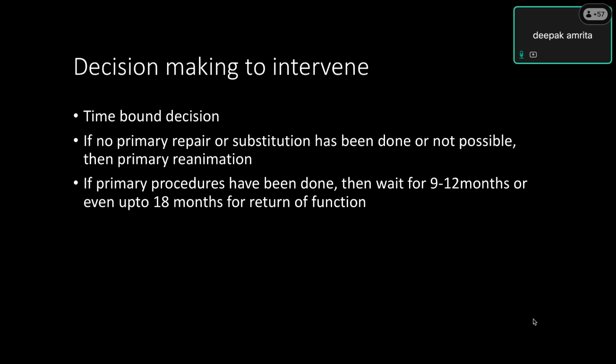But if some primary procedure has been done, for example, a nerve graft or any other procedure, then you wait for 9 to 12 months at the earliest, or even up to 18 months for return of function. Remember, this is only if a nerve repair has been done and not for other types of reanimation.